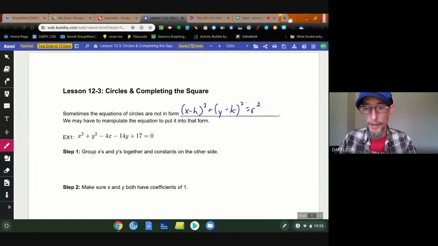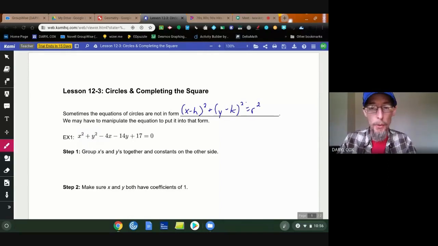But look at what happened here. My problem is not in that form. My problem looks like this. Now, how do I even know this is a circle? Well, it's got an x squared and a y squared. That lets me know it's a circle. Remember from your algebra class, if nothing is squared, if it's just x and y, and that's it, no squares at all, that's a line. If it's just x squared and y is normal, that's a parabola. But here we've got x squared and y squared. So that tells me I'm going to have a circle.